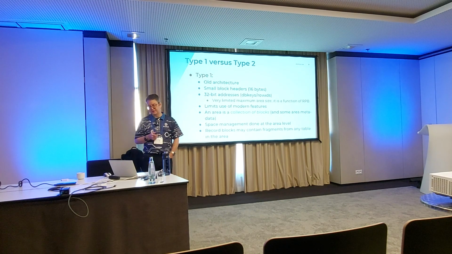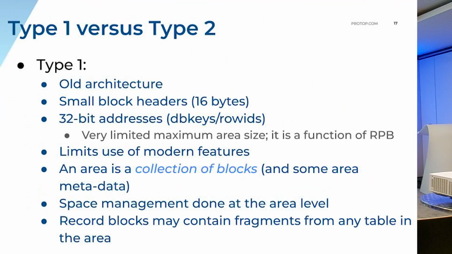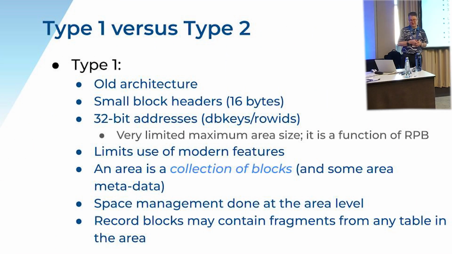So some of the attributes of type 1: it's the old architecture. Again, don't use it if you have a choice. It has small block headers. It always has 32-bit addresses, so you're very constrained on how large these areas can get. It limits the use of some of the more modern features in the database, which we'll talk about on the next slide.